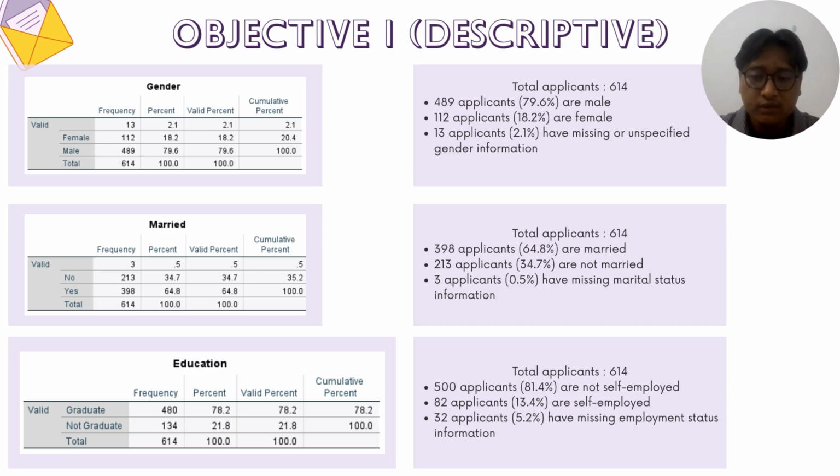Among the 614 loan applicants, 480 applicants, 78.2 percent, were graduates, while 134 applicants, 21.8 percent, were non-graduates. This finding indicates that the majority of applicants possess a graduate level education, accounting for more than three quarters of the total sample. This suggests that the applicant pool was generally well educated, with graduates representing the dominant educational group.